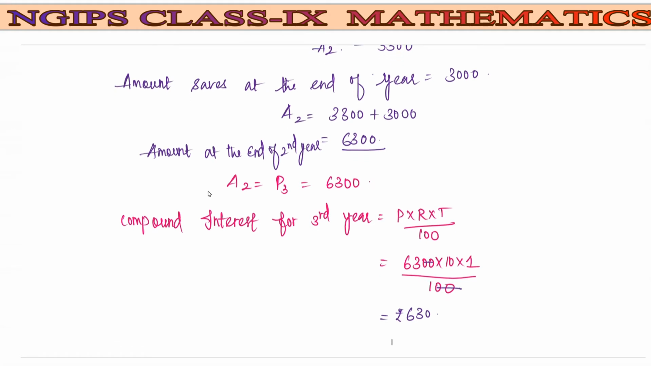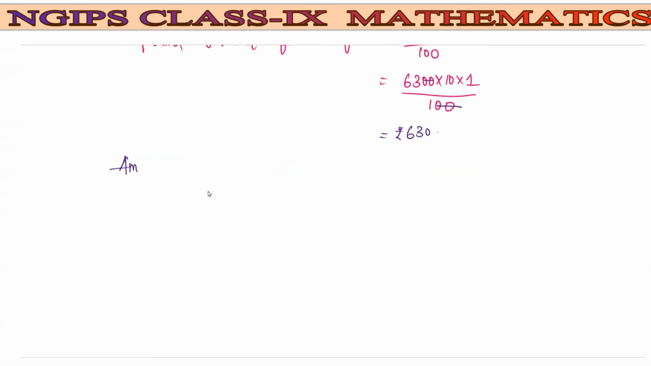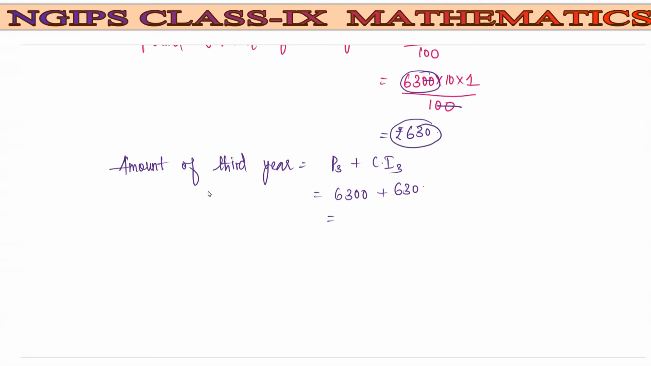Now we need to find out the amount of the third year. Amount of the third year is equal to third year principal plus third year compound interest. So third year principal we have 6300 plus interest 630. So this is the third year principal and this is the third year interest. If we add both, we get 6930 rupees. So this is the amount of the third year.